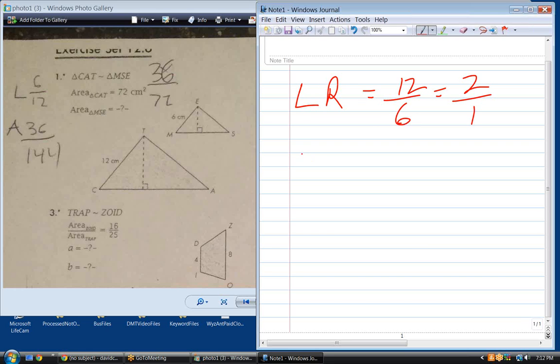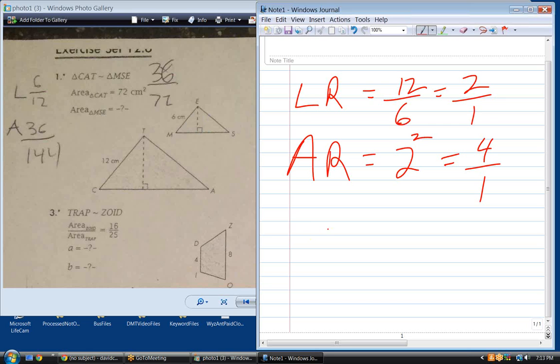Okay. Which makes the area ratio what? The linear ratio is 2 to 1. What is the area ratio? 36 to 144. Well, just the square of the linear ratio. Whatever the linear ratio is, the area ratio is it squared. Oh yeah, so it's 4 to 1. Okay. So if the area of the big triangle is 4 times the area of the little triangle, what's the area of the little triangle?